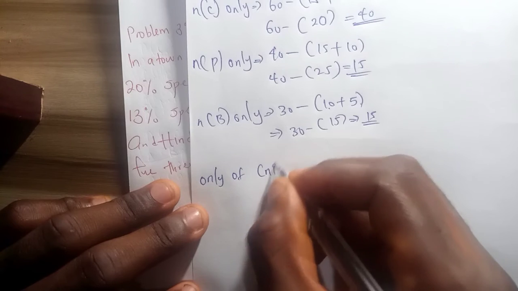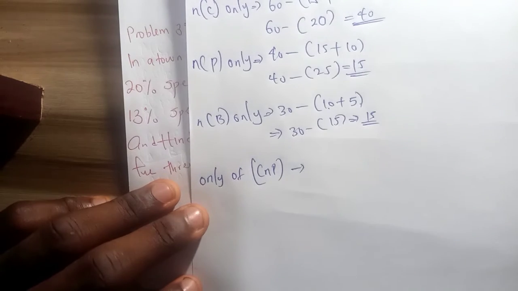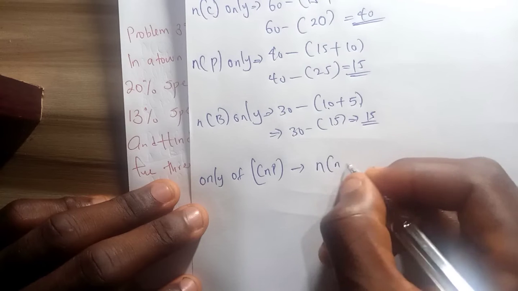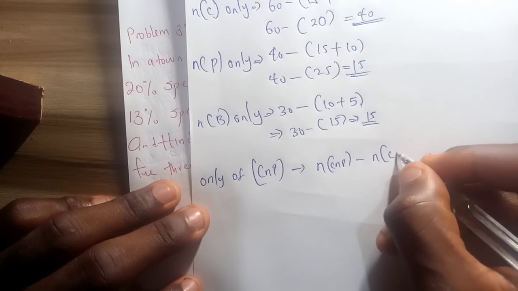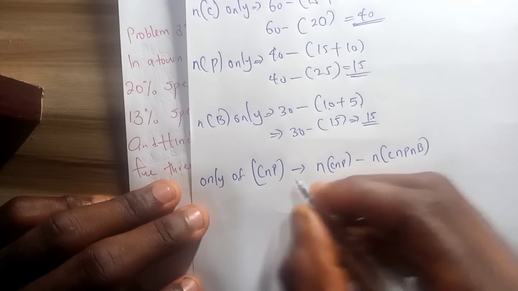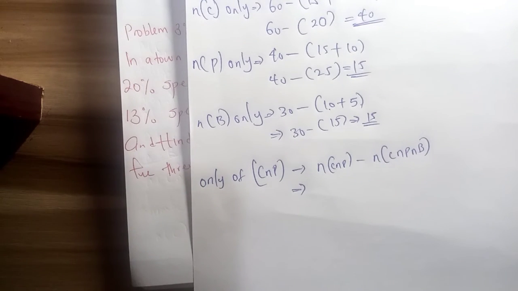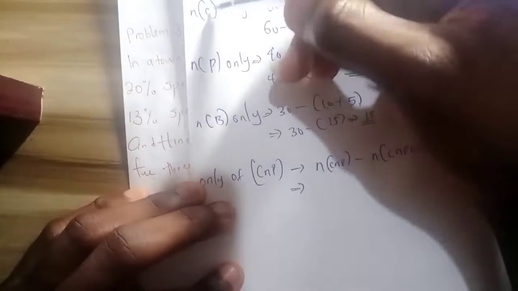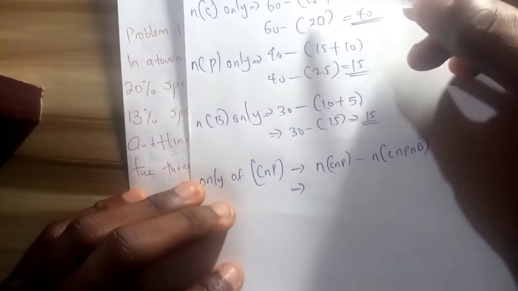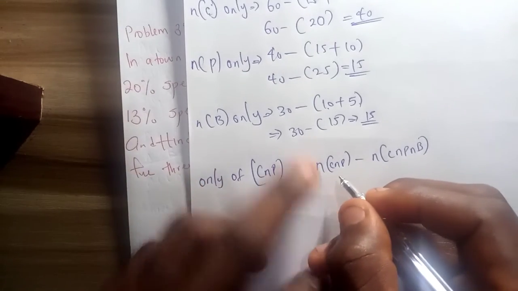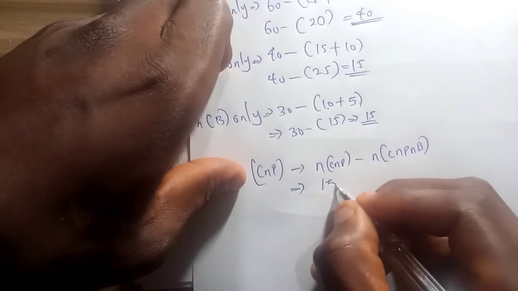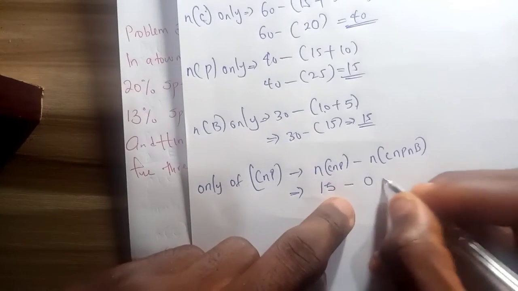Now we still need the only of C and P. How do we get the only of this? It is just number of C intersect P minus number of C intersect P intersect B. That is how we get the only of two subjects, the intersection of two subjects. When we're having one subject only, we do addition and subtraction, but here we only do the subtraction. So what do we have here? We have 15 minus 0, so that's 15.